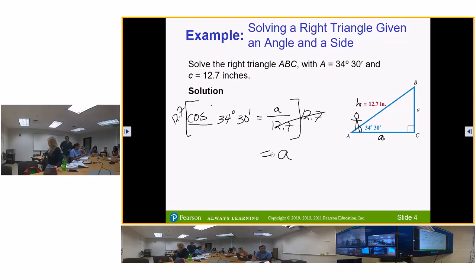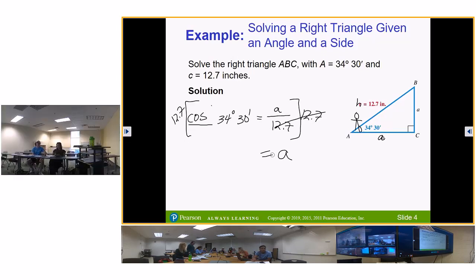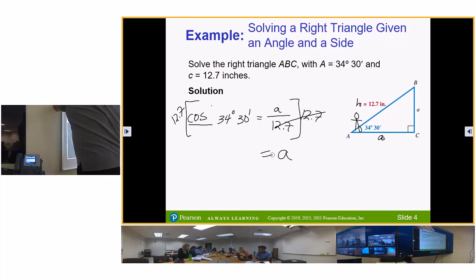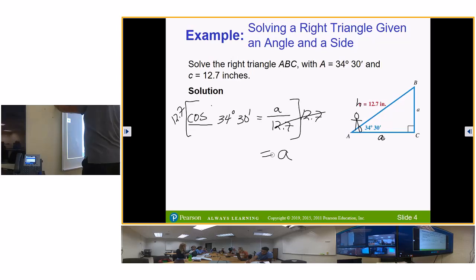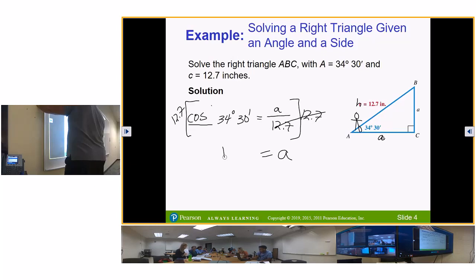This does negative 12. Couldn't be negative. Yeah. Shouldn't be. Cosine of 34 degrees should not be negative. I'm sorry, what? I got 10. 10.5 inches.